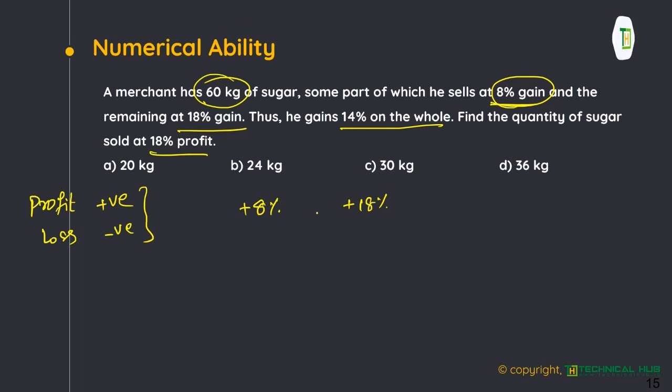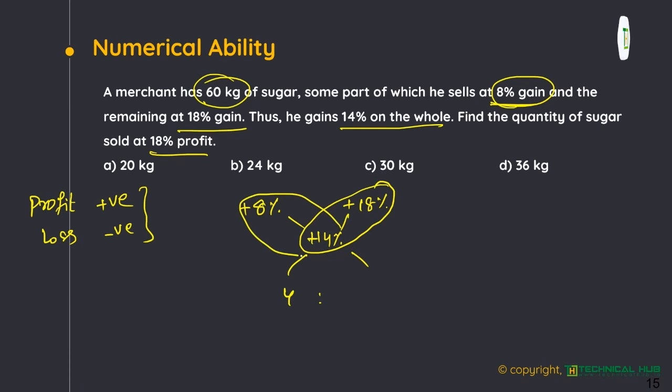See, and overall, on the whole, that is 14% gain, plus 14. Now you can apply the allegation rule over here. According to the allegation rule, the difference between these two you need to write here. 18 minus 14, 4. And 14 minus 8, that is 6. 4 is to 6, which is equal to 2 is to 3. 2 is to 3 is the ratio.